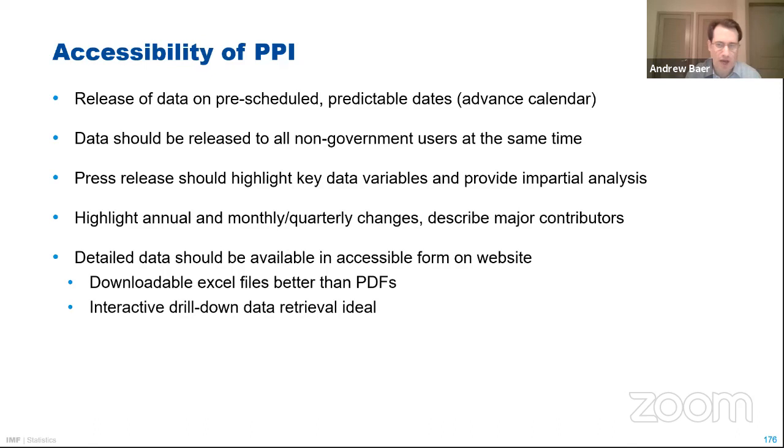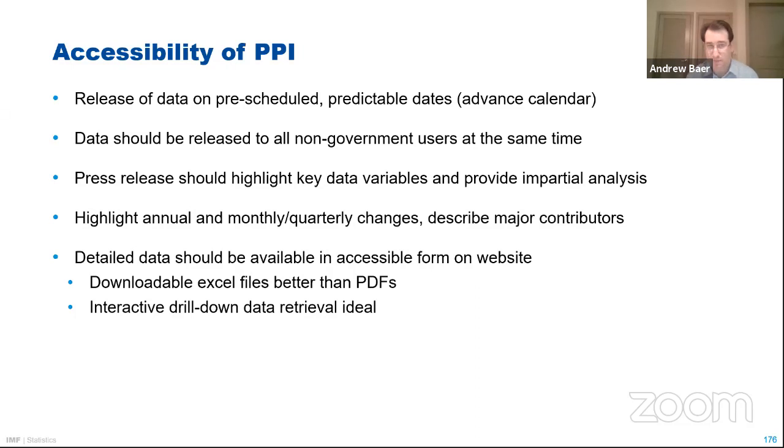Now, I see you already do have an advanced release calendar, which is great. You're releasing data on pre-scheduled, predictable dates, so you're following the best practice. Ideally, the data would be released to all non-government users at the same time. And you would produce a press release that highlights key data variables and provides impartial analysis, highlighting annual and monthly or quarterly changes, depending on how frequent the index is, and describes major contributors. It's also good practice that the detailed data should be available in an accessible form on the website.